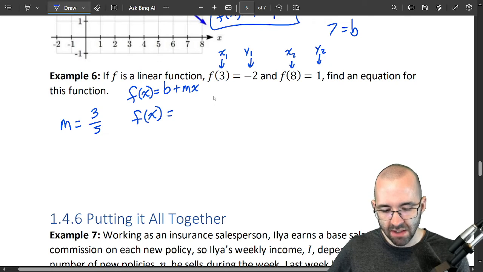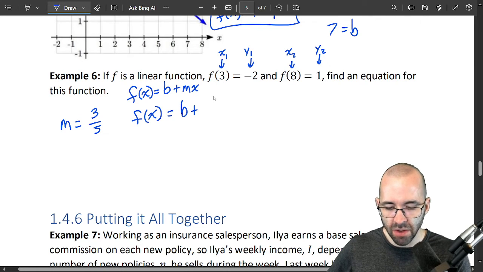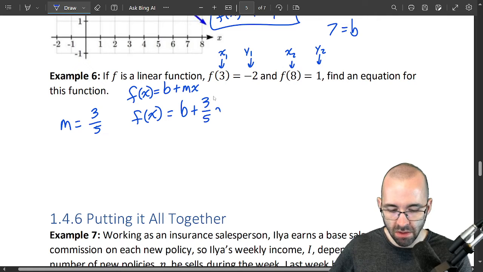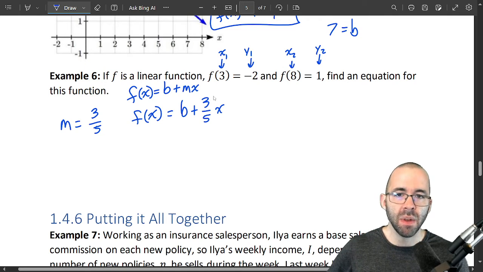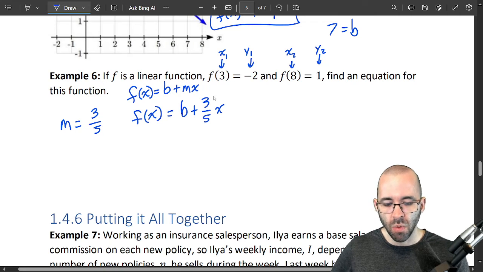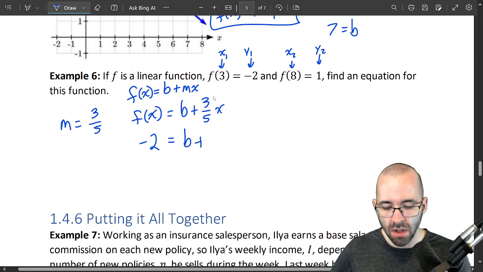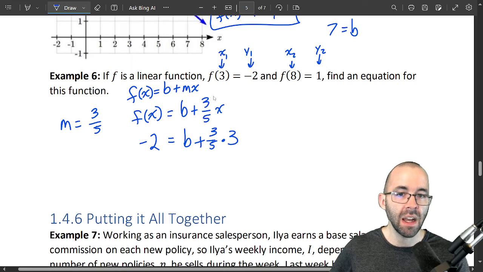So we know f of x is equal to b, which we don't know, plus m, which we do know, times x. So we just need b. f of 3 is -2. When 3 is the input, -2 is the output. The output's -2 when the input is 3, and we have to solve for b.